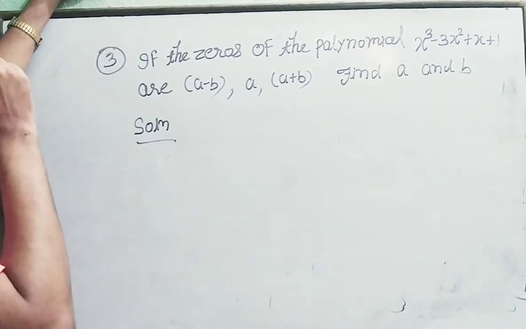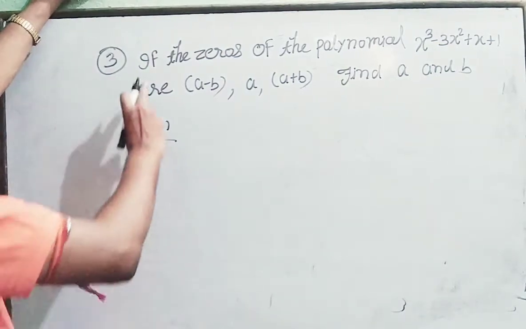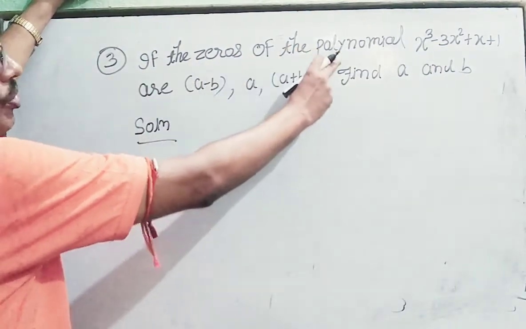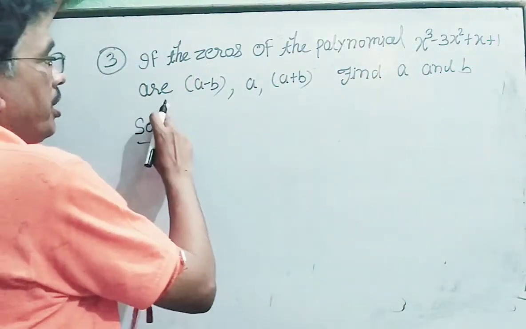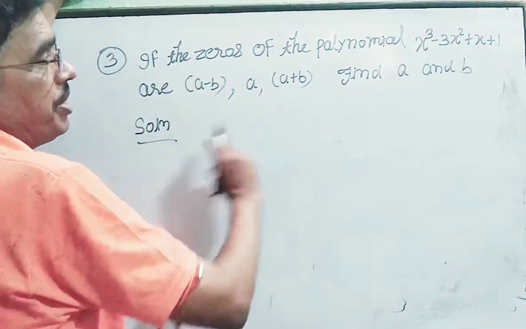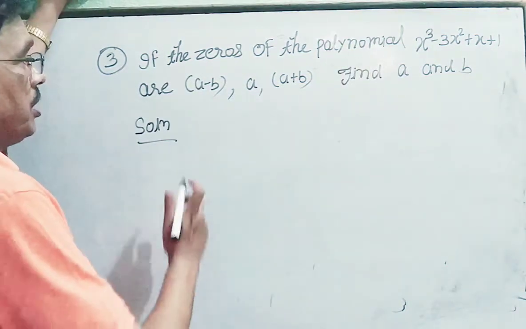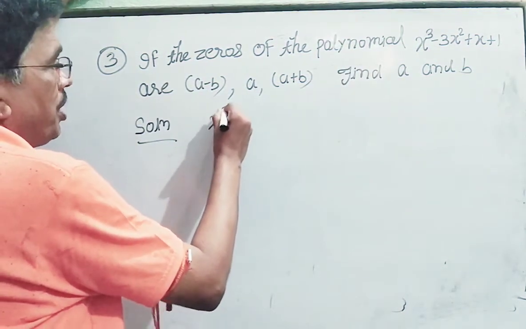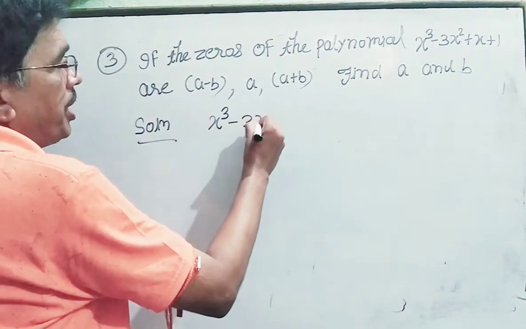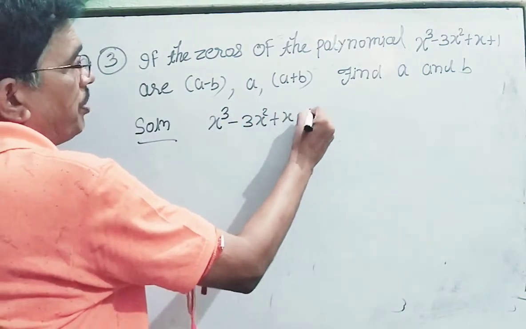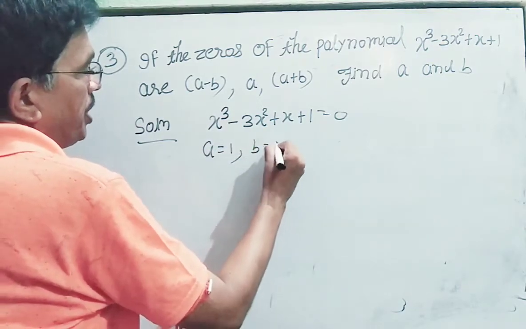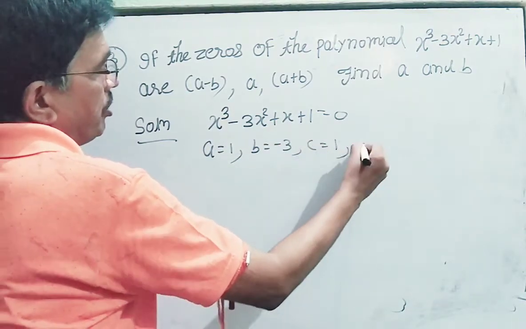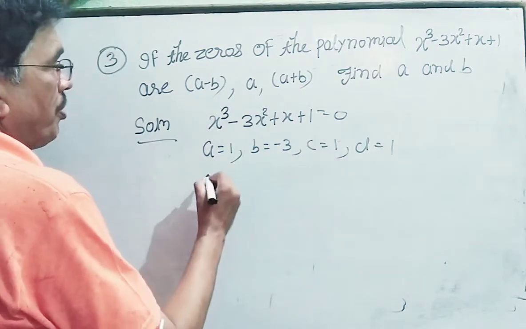Now see example 3. If the zeros of the polynomial x cube minus 3x square plus x plus 1 are a minus b, a and a plus b, find a and b. Your question. First write the polynomial: x cube minus 3x square plus x plus 1 is equal to 0. Then a is equal to 1, b is equal to minus 3, c is equal to 1 and d is equal to 1.